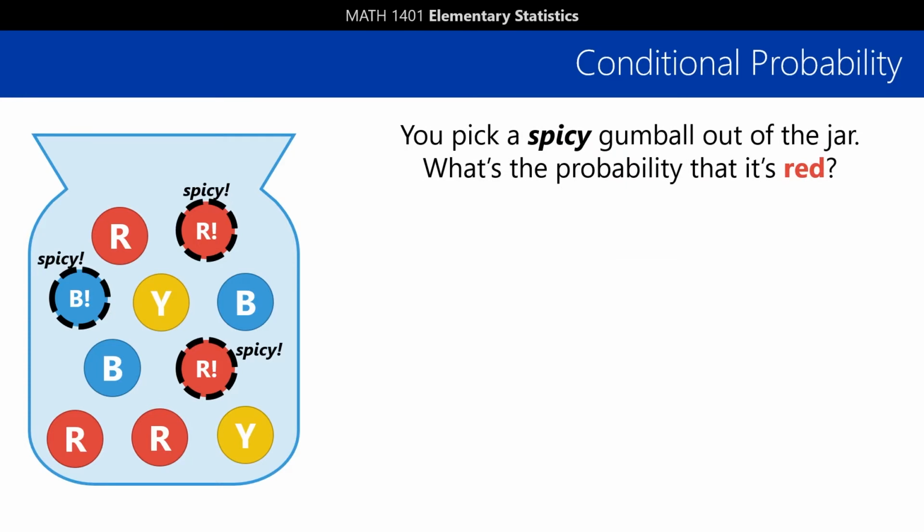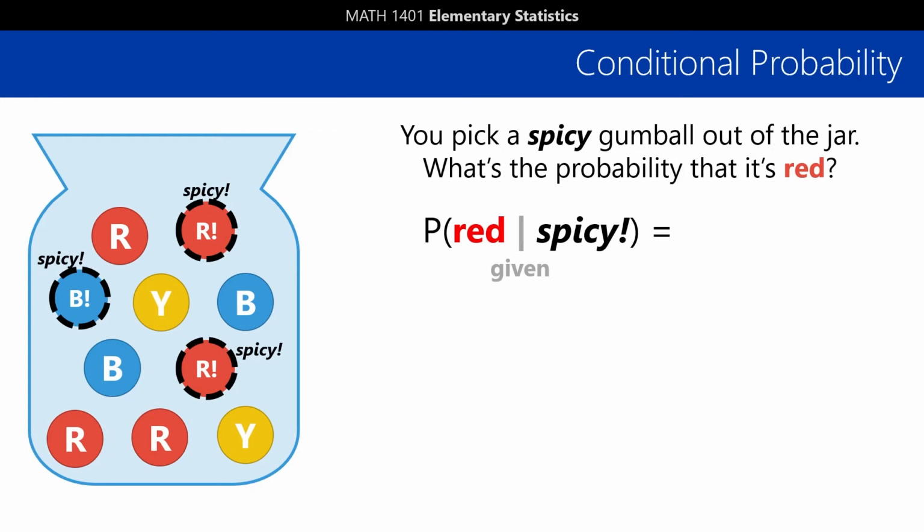Now, whenever we're doing conditional probability, we have to be very careful about which information is given to us, because switching the order of the statements usually leads to different results. For example, suppose you pull out a gumball and you don't look at its color, you just pop it in your mouth, and notice right away that it's spicy. We could ask, what's the probability that you happen to get a red gumball?